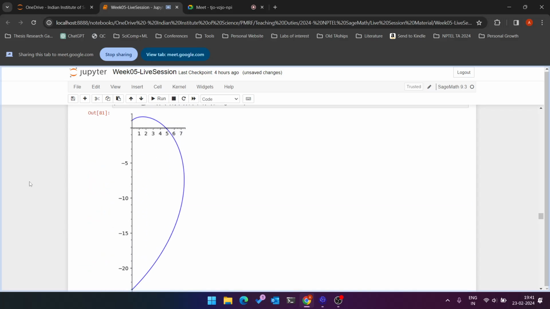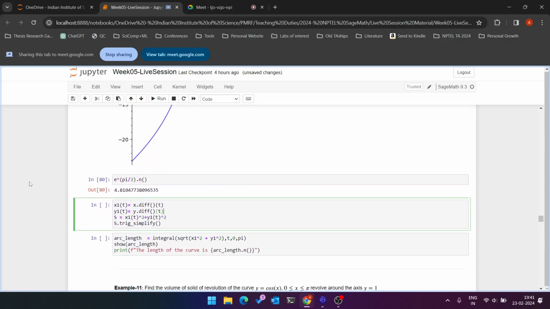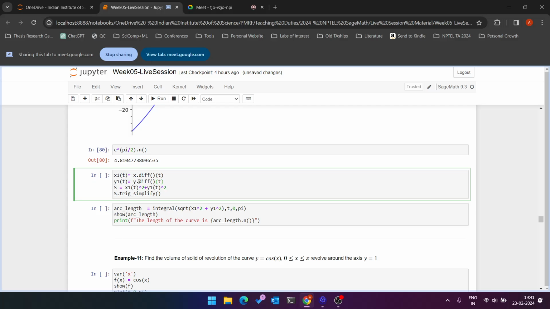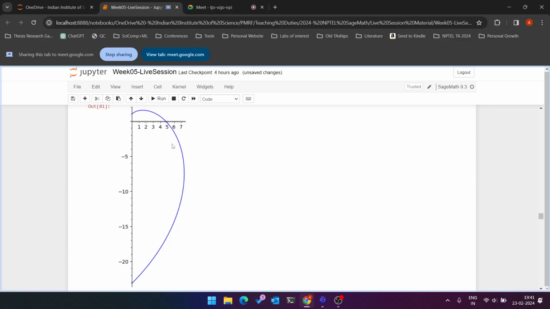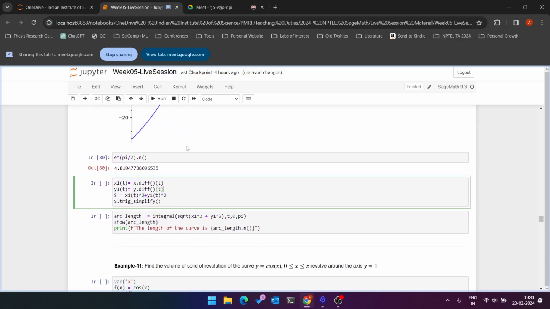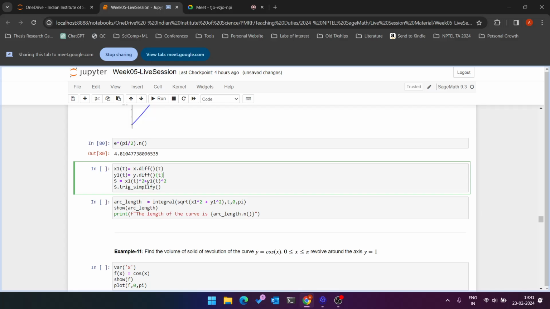To calculate the length of this parametric curve, the infinitesimal length ds is nothing but the square root of dx by dt whole square plus dy by dt whole square. So this becomes my expression s.